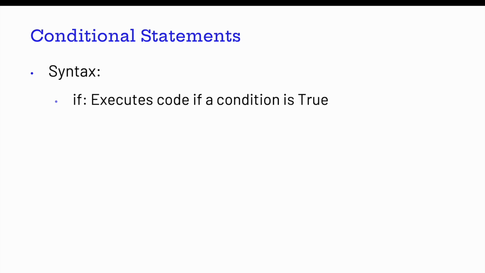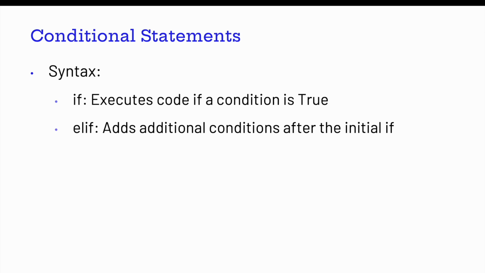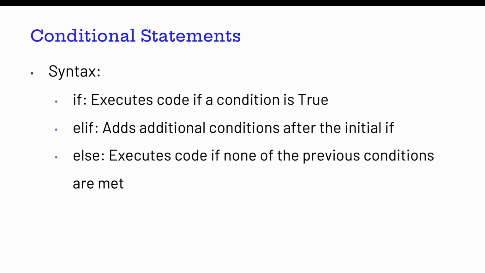Let's look at the syntax of what different things are available in the conditional block. First, we have if, which executes code if a condition is true. We have else if, which adds additional conditions after the initial if. And then finally, we have else, which executes code if none of the previous conditions are met. Let's look at a couple of examples for doing this.